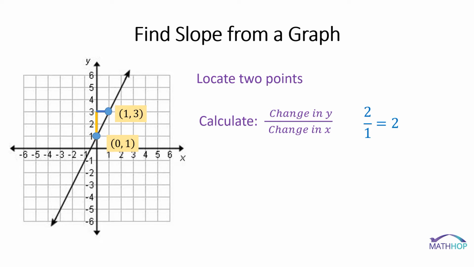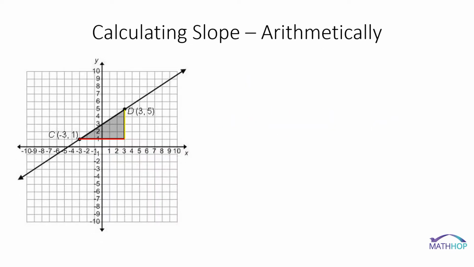Okay, let's look at it arithmetically. Let's keep the graph there for visual, but let's really look into what we are going to do when we calculate slope. We're not going to graph every line we calculate the slope of. So let's start talking about how we can write change in y and change in x in a slightly different way.